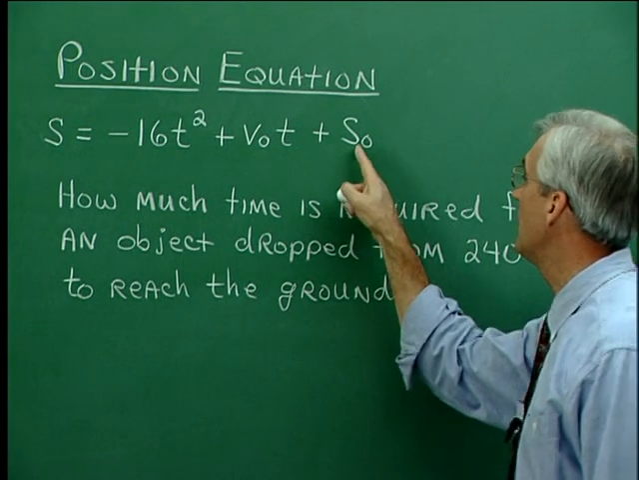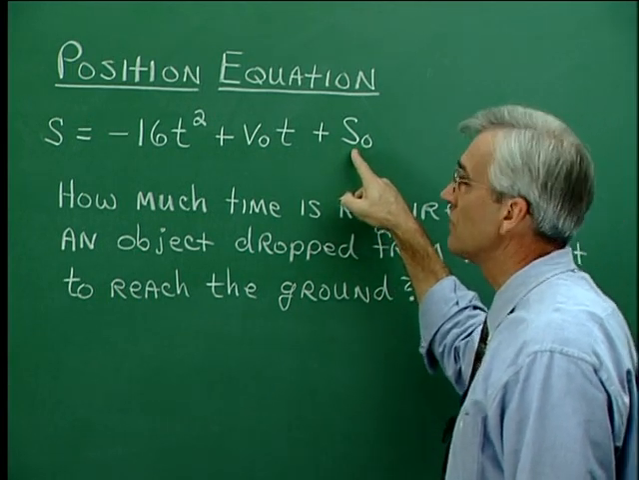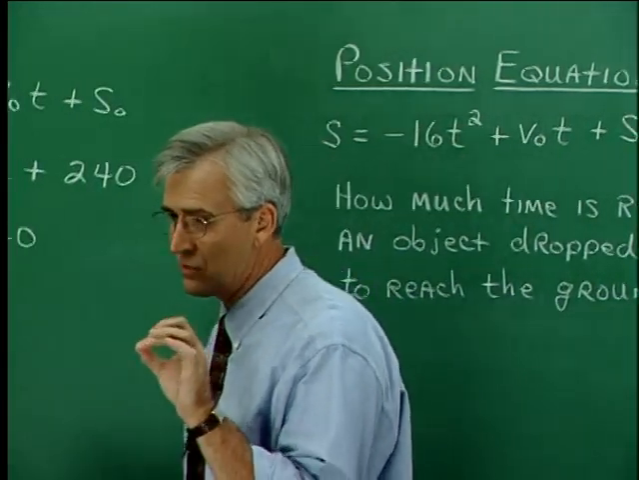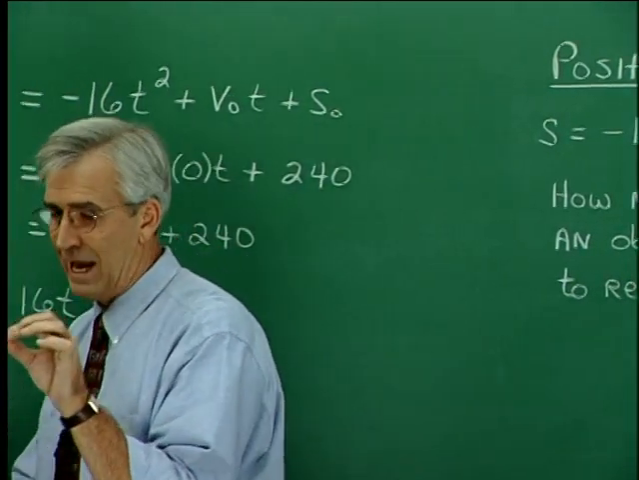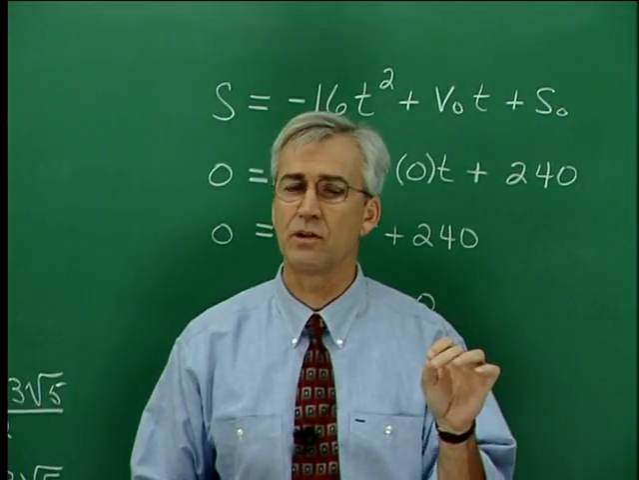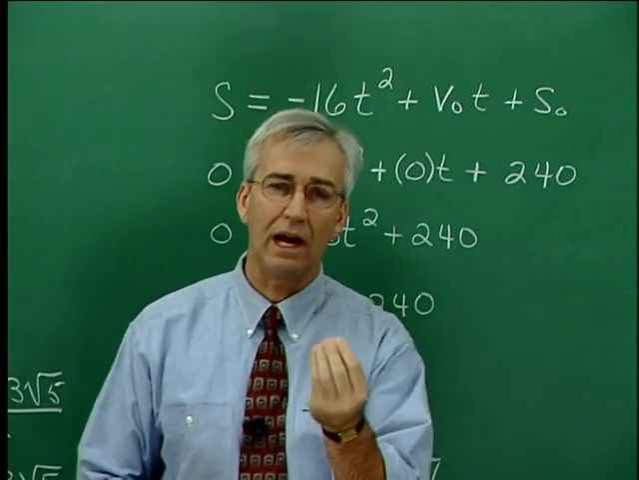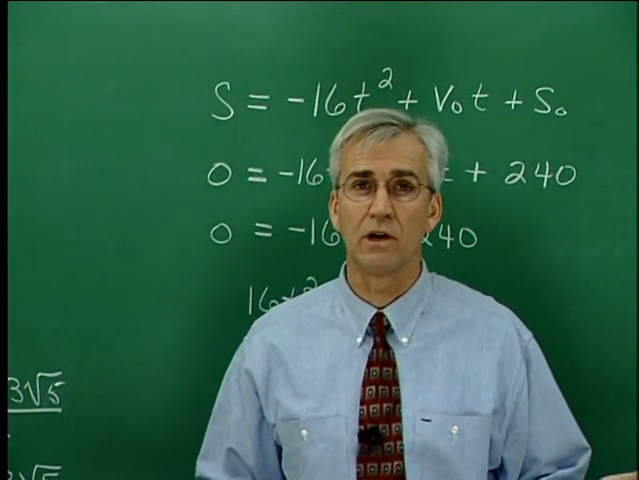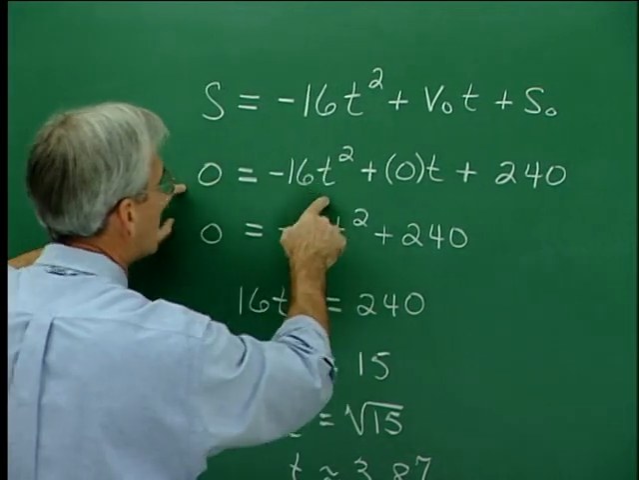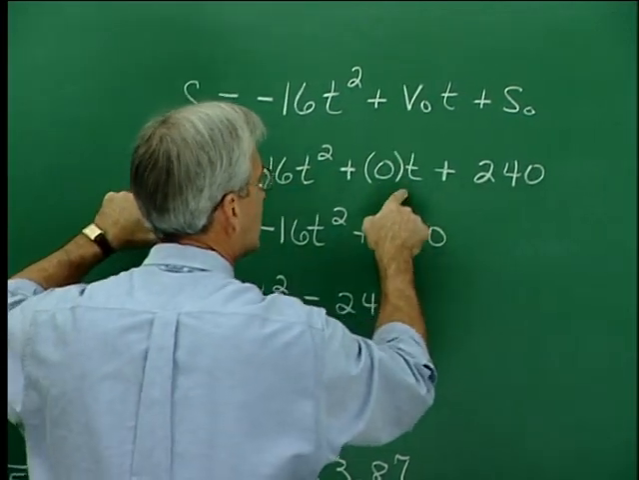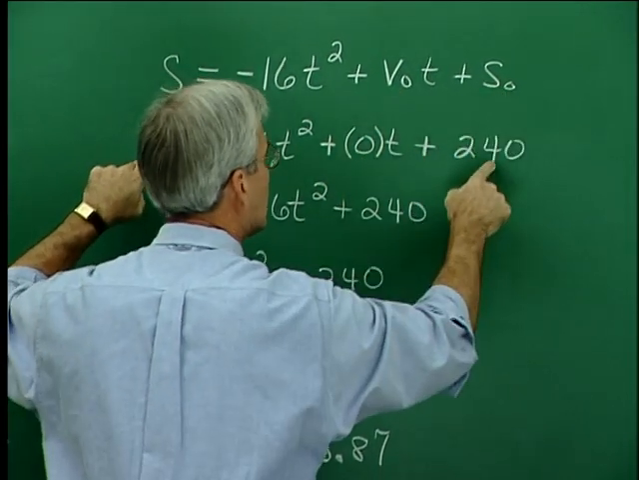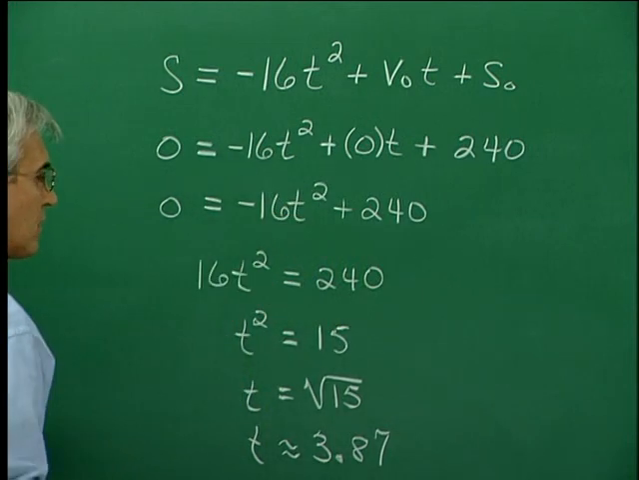And the initial height is 240. All right, now the height here, the s, is the height at the end of the problem. Now we're talking about the time it takes for this object to reach the ground, but what is the height when something reaches the ground? Well, the height is 0. So we replace s with 0, and then we're looking for t, so we bring down the t squared. We're looking for the t, but the initial velocity is 0, and the initial height is 240. So now we have to solve this equation.